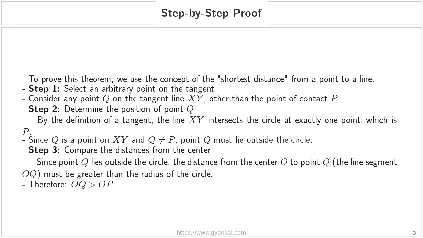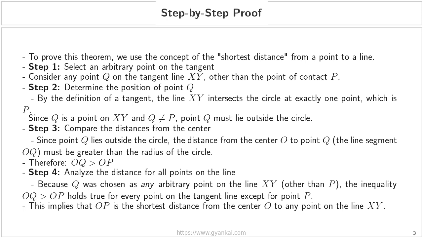Step 3. Now, let's compare the distances from the center of the circle to our points. Since we just established that point Q is outside the circle, the distance from the center O to this point Q, which we call the line segment OQ, must be longer than the distance from the center to the edge of the circle. In mathematical terms, we can say OQ is greater than OP.